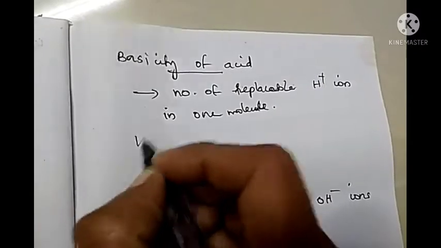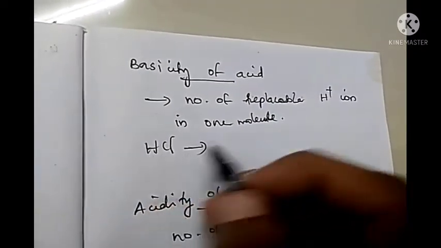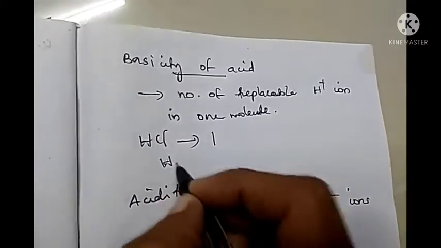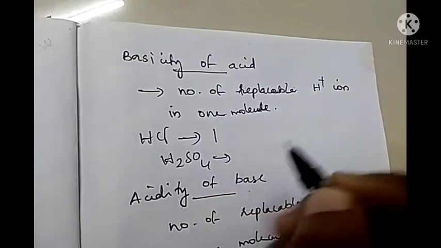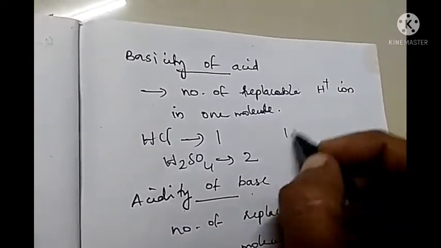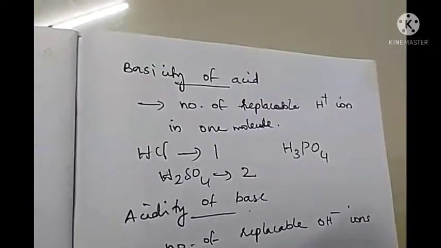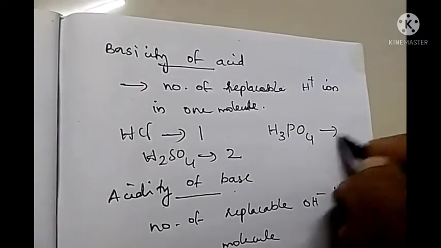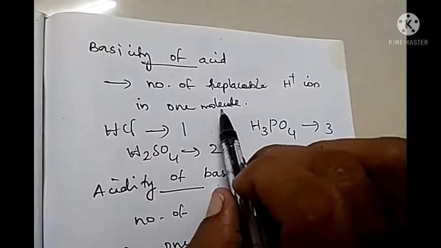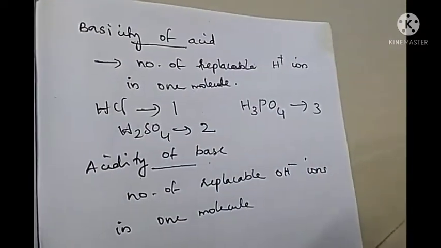For example, hydrochloric acid can produce 1 H plus ion, so its basicity is 1. H2SO4 can produce 2 H plus ions, so its basicity is 2. Like that, H3PO4 can produce 3 H plus ions, so its basicity is 3. So the number of replaceable H plus ions present in one molecule of that acid is known as its basicity.